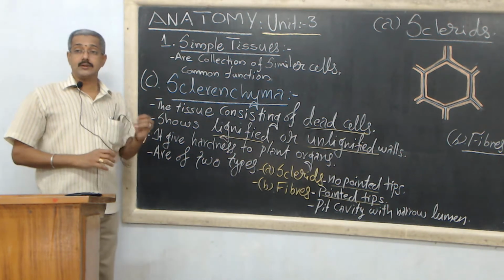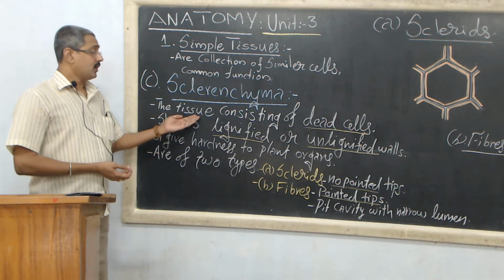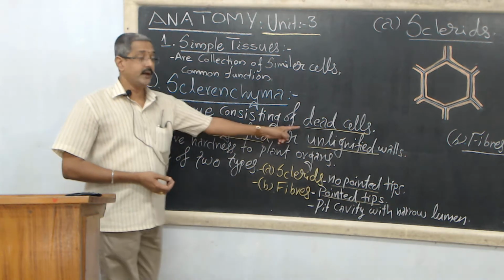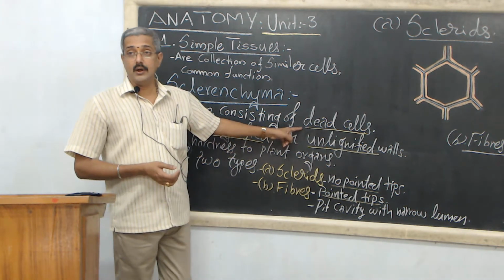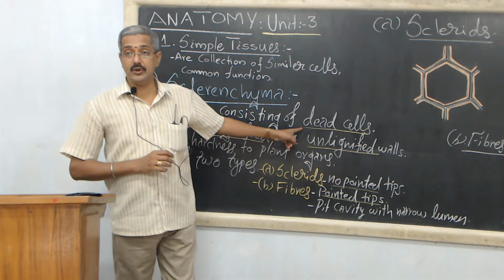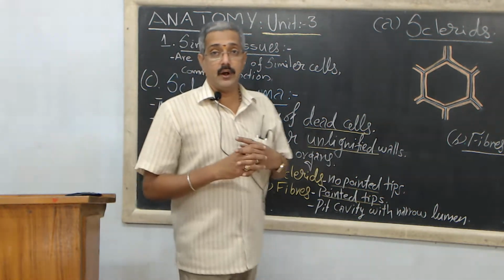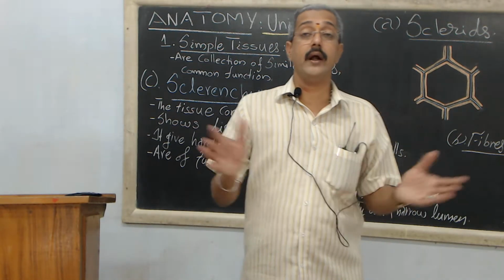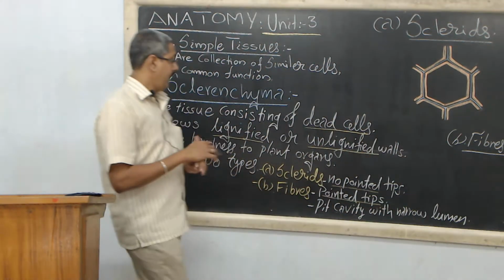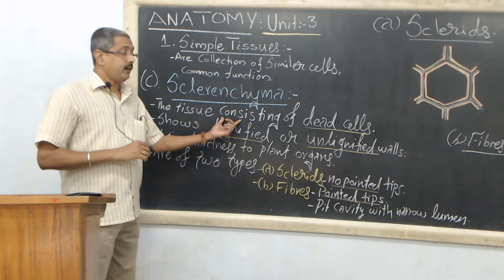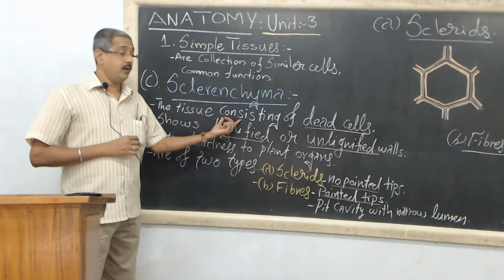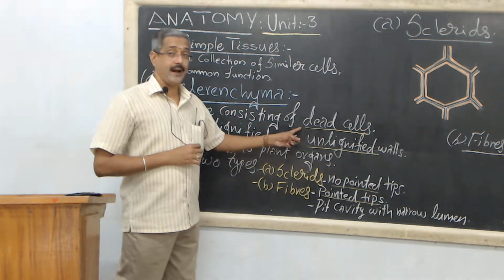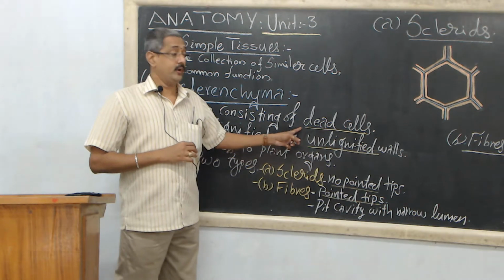So, what is sclerenchyma? It is a tissue consisting of dead cells, a group of differentiated cells, and this is a fundamental tissue which is getting de-differentiated into sclerenchyma. In due course, according to their functions, the cells gradually become dead. How does it become dead?